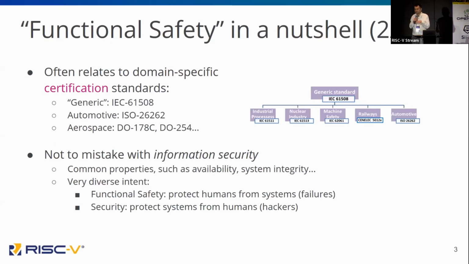There are some people who mistake safety and security, especially when we speak in French, because we say sécurité for both of them. Almost no one in French says sûreté. They have common properties. Availability and system integrity are important from both perspectives. But the intent is very different. Functional safety is to protect the human from the machines. Security protects the systems and the machines from the humans, from the hackers.